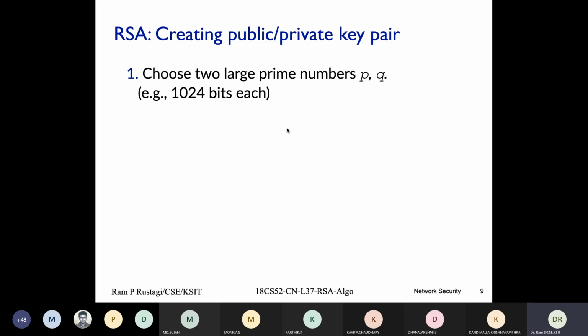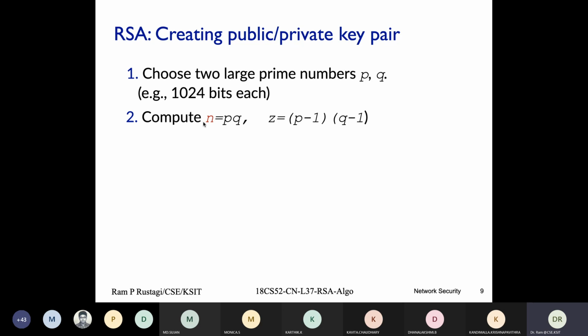So choose two large prime numbers, and let's say these two prime numbers are P and Q. Given these two large prime numbers, compute two integers called n and z. n is equal to P times Q, and z is equal to (P minus 1) times (Q minus 1). So again, choose any two prime numbers, let's say P and Q.